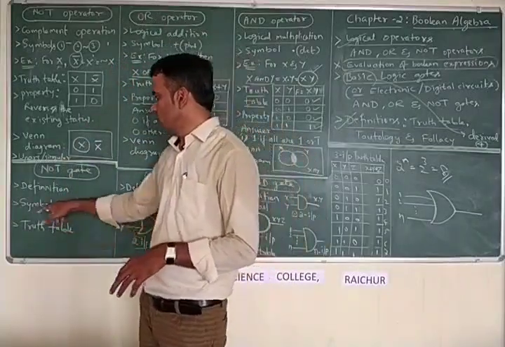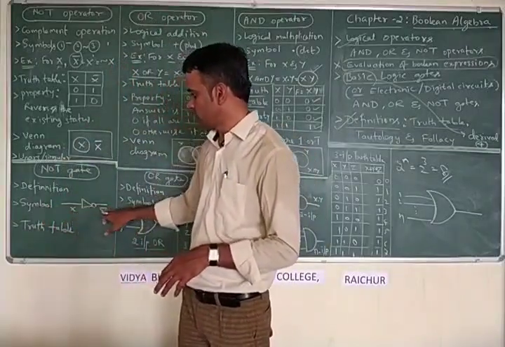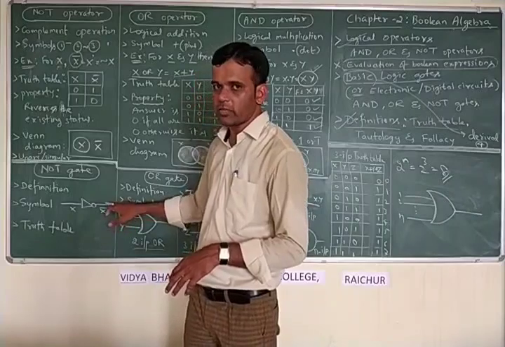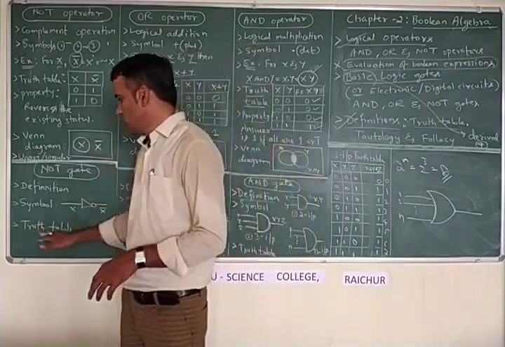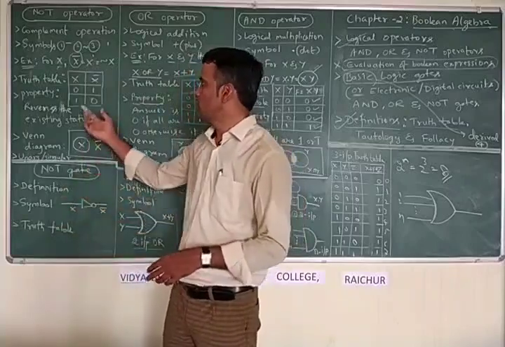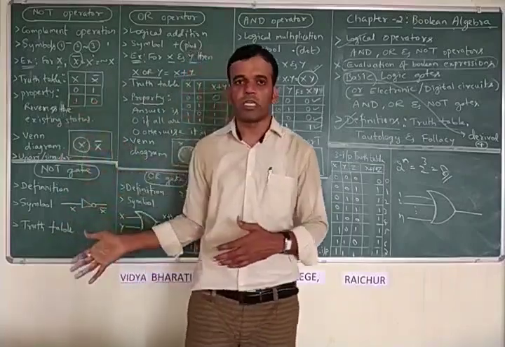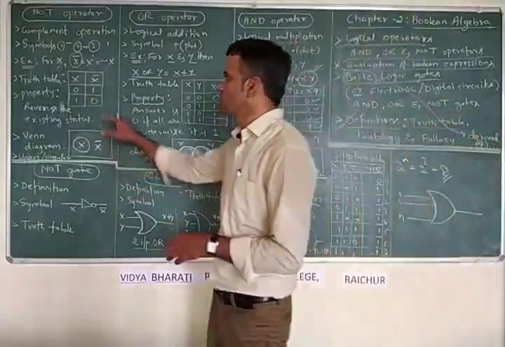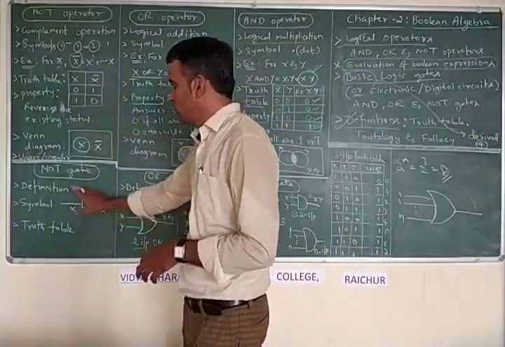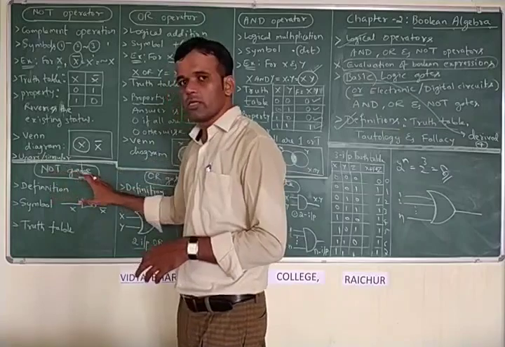Then you write the symbol X. Here on the output side it is X bar, the complement of X. Then you write the truth table. When it comes to the truth table, only this is the truth table because here there is no case of more than 1 signal. So this truth table you write when it asks for the NOT gate.